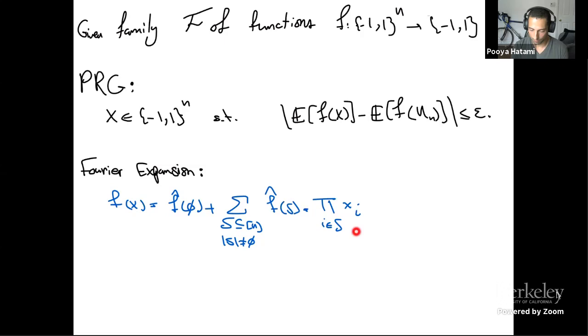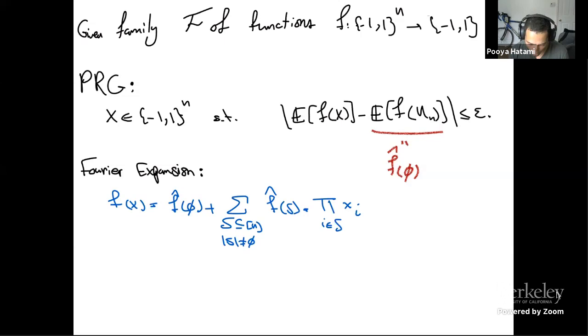And you have these monomials, products of xi, which are the characters. So a first simple observation here is that if you look at the expected value of f over the uniform distribution, everything here just vanishes and you get f hat of empty. So, well, didn't do so much, but at least we can rewrite the definition of a PRG by saying that I want to come up with a distribution x such that this expectation approximates the empty Fourier coefficient. But I want to do something more now that's going to be interesting.